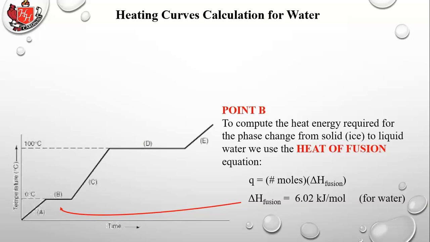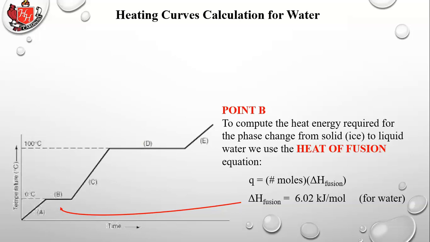Point B is where the ice is melting into water, or it could also be, if we're going in the other direction, where water is freezing to ice. So to compute the heat energy required for a phase change from solid ice to liquid water, we use what's called the heat of fusion. And that is represented by a delta H, and H is another term for heat. The difference between Q and H are technical at this point. Just remember that both Q and H mean heat.